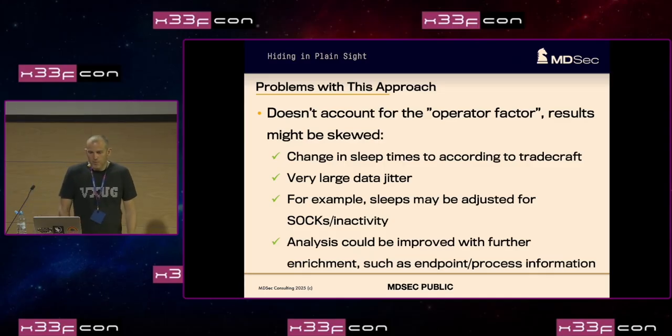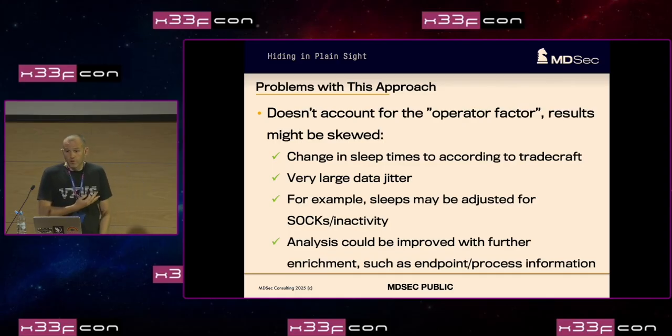So what are the problems with this approach? Well, there's lots of ways it could be skewed. It doesn't always account for the operator factor. So, for example, if the operator is messing around with the sleep time a lot, that can obviously impact the results. If there's a very large data jitter, that's definitely going to skew things. So it's not perfect. We also don't consider anything else. It's just purely network-based proxy traffic.